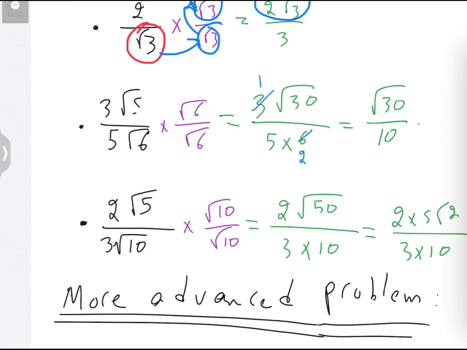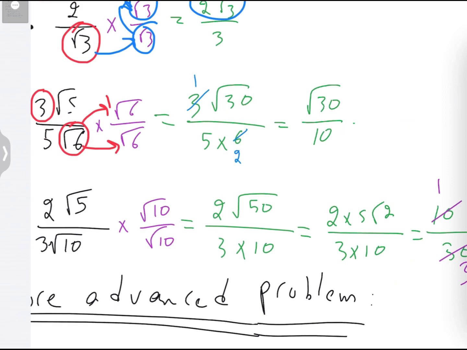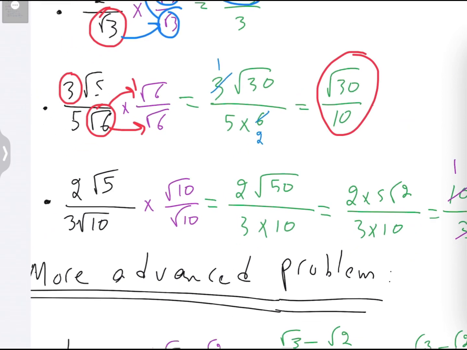Second example, we have 3 radical 5 over 5 radical 6. Also, we have to eliminate this radical 6. How to eliminate it? We multiply it by radical 6. If we multiply it down by radical 6, we have to multiply up by radical 6. Now, up we have 3 radical 5 times radical 6. We multiply the outer numbers, 3 and the 1 here, we get 3. Radical 5 and radical 6, we get radical 30. Down there we have 5 times radical 6 times radical 6, which is 6. Simplify 3 and 6, we'll get the final answer, radical 30 over 10.